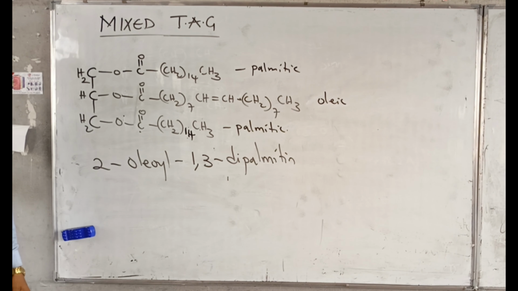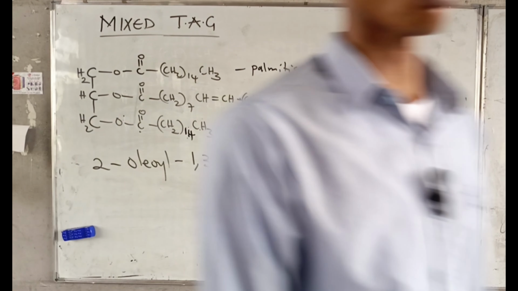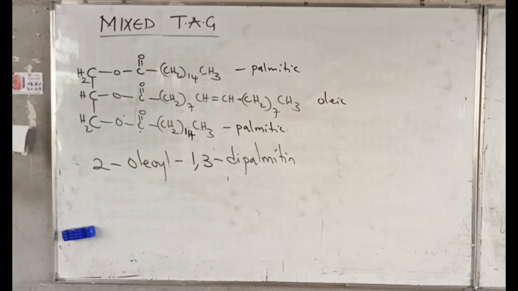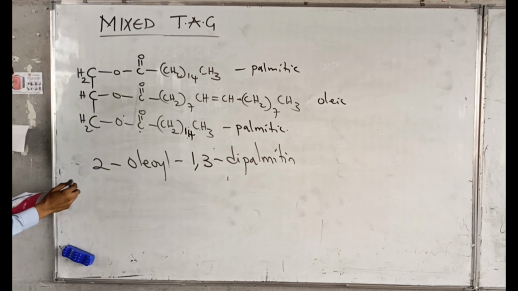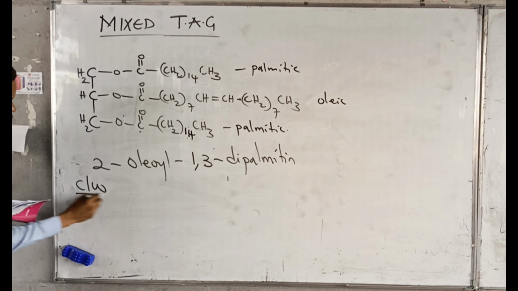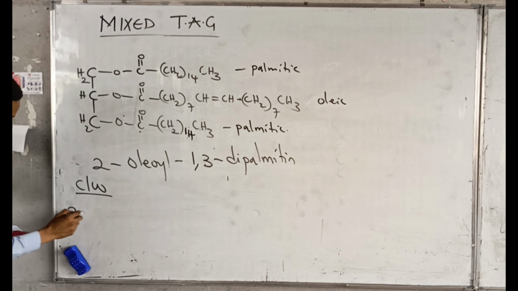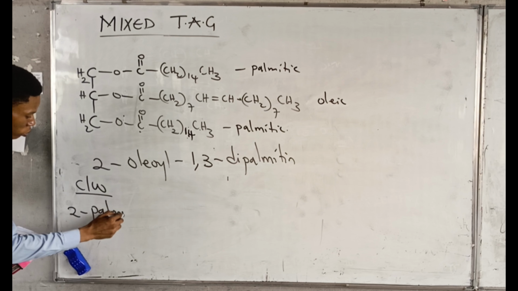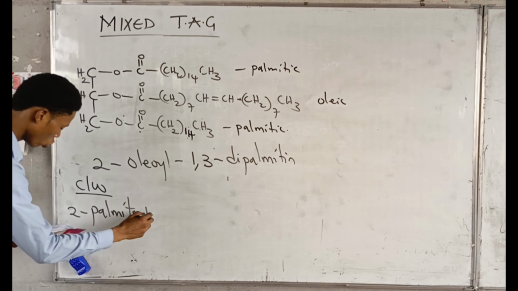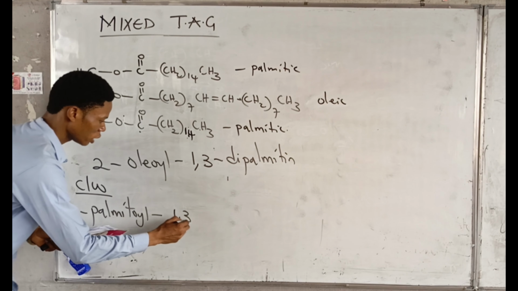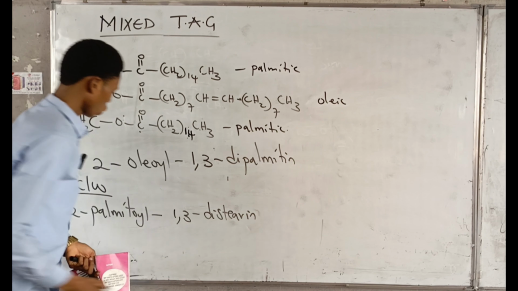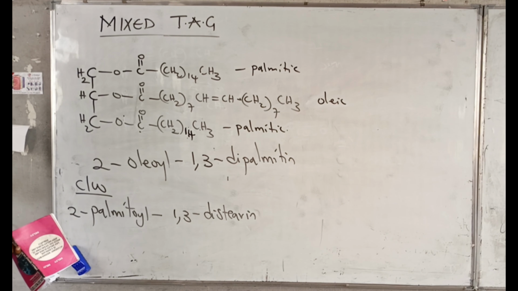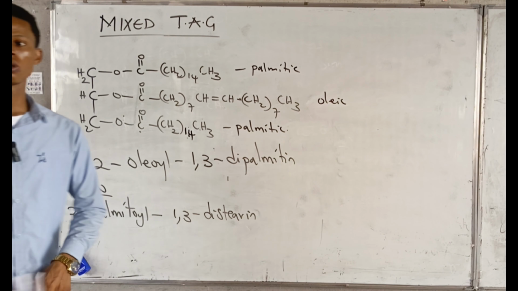So that's what. Now you name this one for me. But draw that, then name this one for me. So as classwork, draw the structure of 2-palmitoyl 1,3-distearin. So 2-palmitoyl 1,3-distearin. Draw that for me. If you're done, let me know.